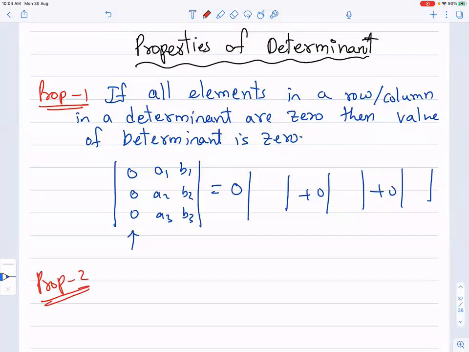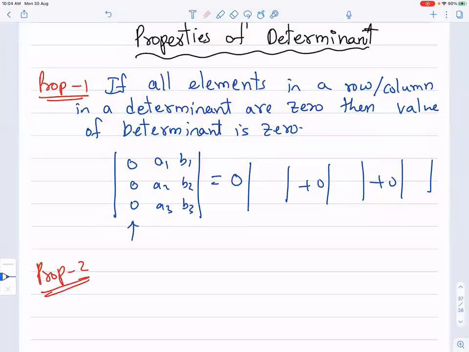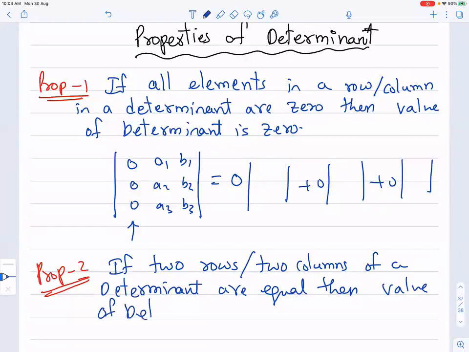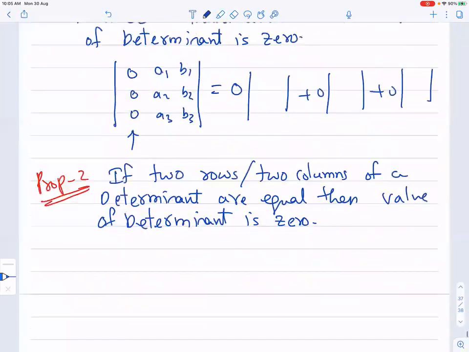Property 2. If 2 rows or 2 columns of a determinant are equal, then the value of the determinant is 0. Of course, this also makes sense.